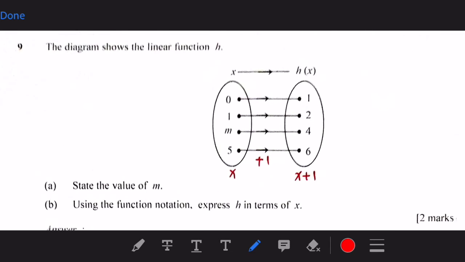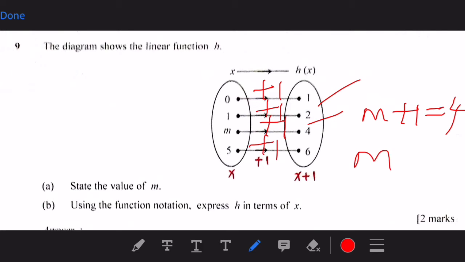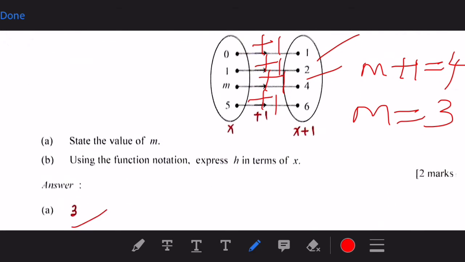Okay, let's see this one. State the value of m, and using the function notation, express h in terms of x. In order to find the value of m, we need to figure out the pattern: 0 becomes 1, 1 becomes 2, and 5 becomes 6. So you plus 1: for 0, you get 1. You plus 1 for 1, you get 2. It seems like the pattern is plus 1, so the m should be 3, right? Okay, that's how you work out the answer.